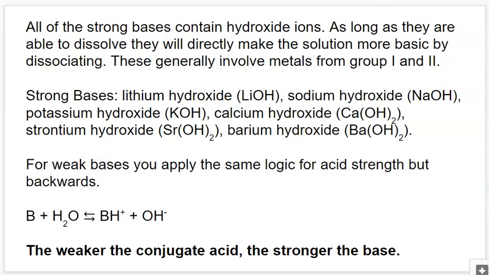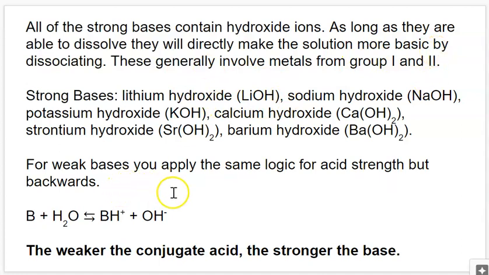So let's talk about bases now. All of the strong bases contain hydroxide ions, and basically as long as they're able to dissolve, they're directly going to make the solution more basic by dissociating. And like I mentioned before, these all involve metals from group 1 and 2. So all of our strong bases are going to be lithium hydroxide, sodium hydroxide, potassium hydroxide, calcium hydroxide, strontium hydroxide, and barium hydroxide. So you just need to know this: all of the strong bases are hydroxide plus a metal from group 1 or 2.